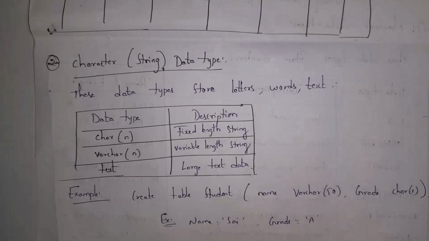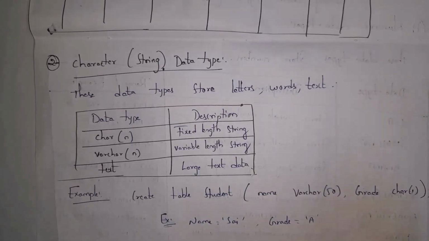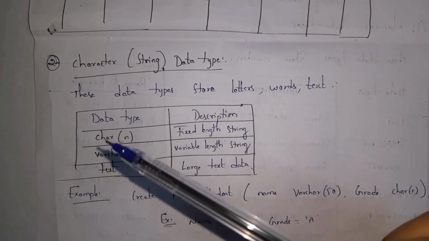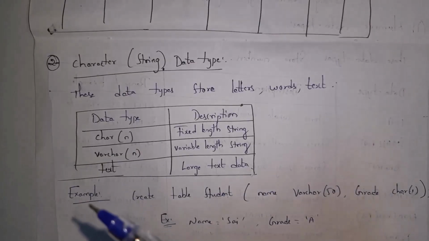And the second data type is character or string data type. By using this data type, we can store letters, words or text. Character data type contains these three types: char type, varchar type, and text type. Char type contains a fixed length string, whereas varchar type contains a variable length string.